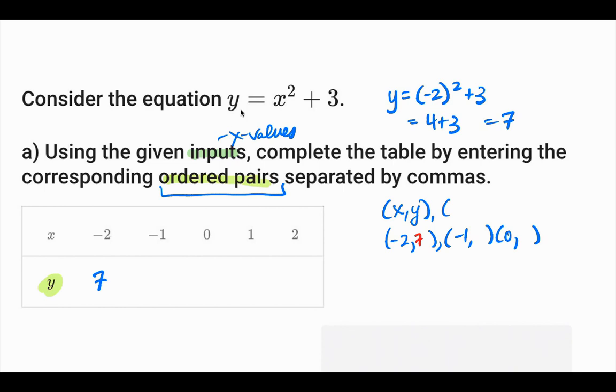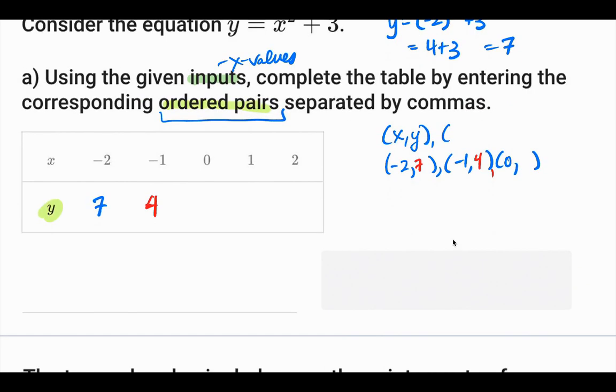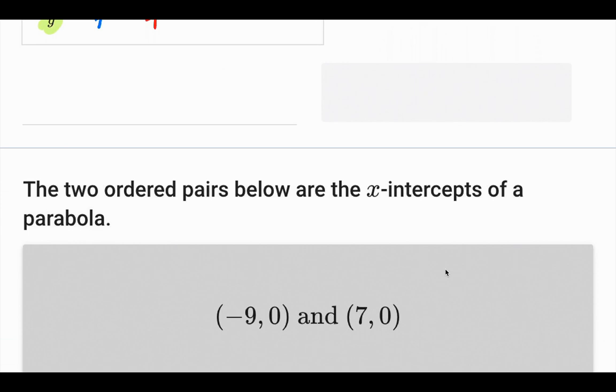Then I'd do the same thing. I'd put in -1 for x, so y equals -1 squared plus 3. -1 times -1 is a positive 1, plus 3 equals 4. And so my next one would be -1 comma 4. So when you're filling the table out, you're just putting in the x values, finding y, and then when you write the answer, you put them in x, y ordered pairs separated by a comma. Make sure you look at the preview so you know it looks like what you want.